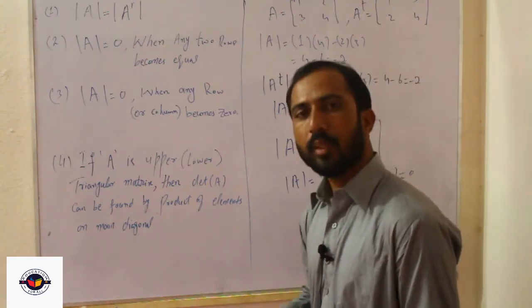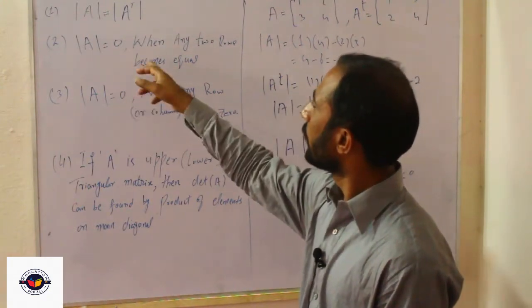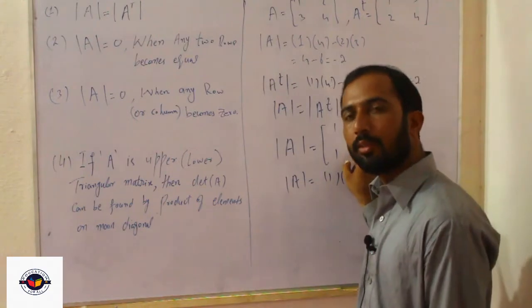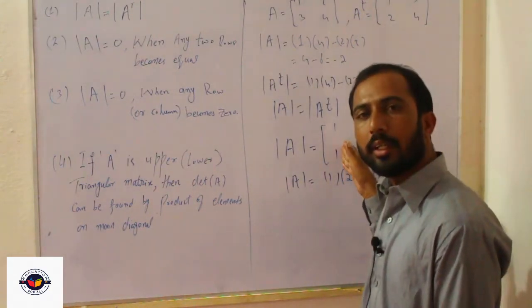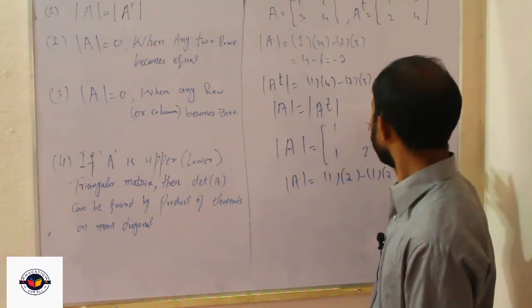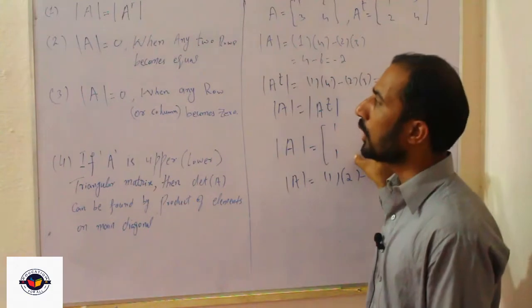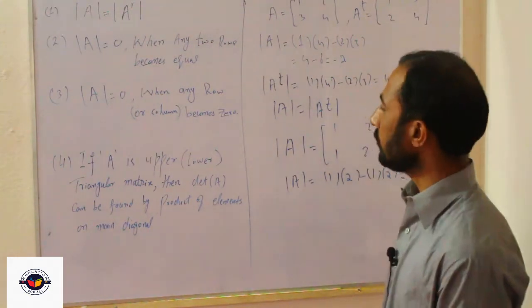Similarly, you can also apply the second rule whenever two columns are equal. From this example we see that the first column, which is 1, 1, is the same as the second column, which is 2, 2. So from this example both properties are being held.